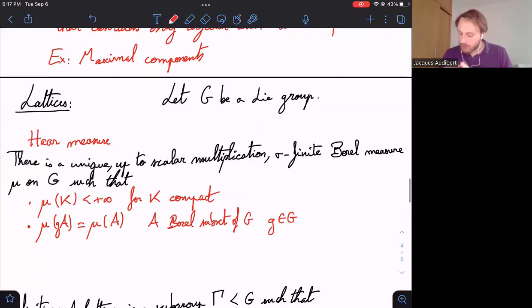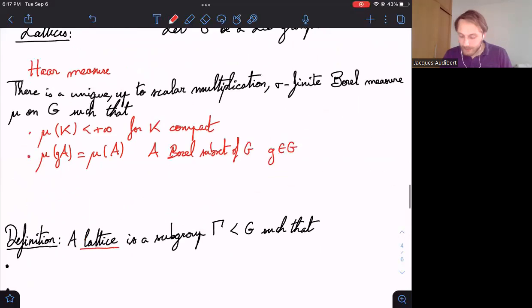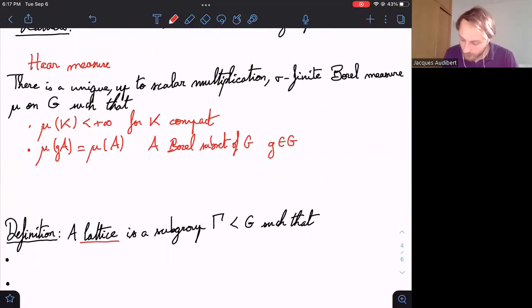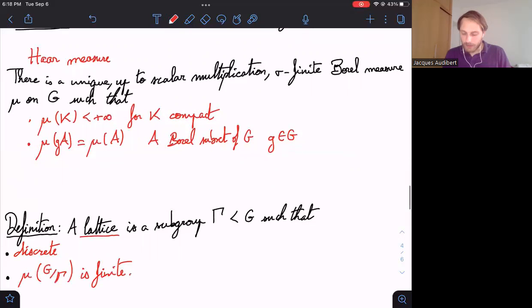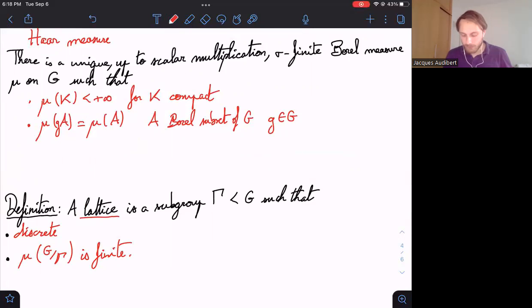Okay, so this measure exists, just consider it to exist. Then we can define a lattice as a subgroup Γ in G that is discrete and such that the quotient has finite measure, has finite area. Sorry, the measure of the quotient is finite.